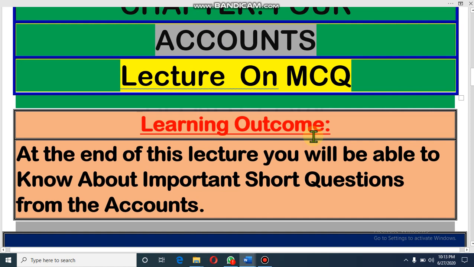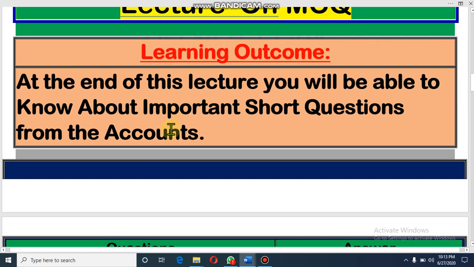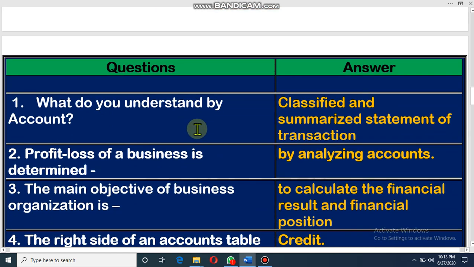Today we will discuss the MCQs of the Account chapter. Dear student, this is our lecture on MCQs of the Account chapter. At the end of this lecture, you will be able to know about some important MCQs, that means short questions from the chapter. You know that earlier we discussed the CQ related problems from the chapter. At that time we also discussed lots of things, and most of the MCQs are related to that math. So I hope you will easily understand the chapter.